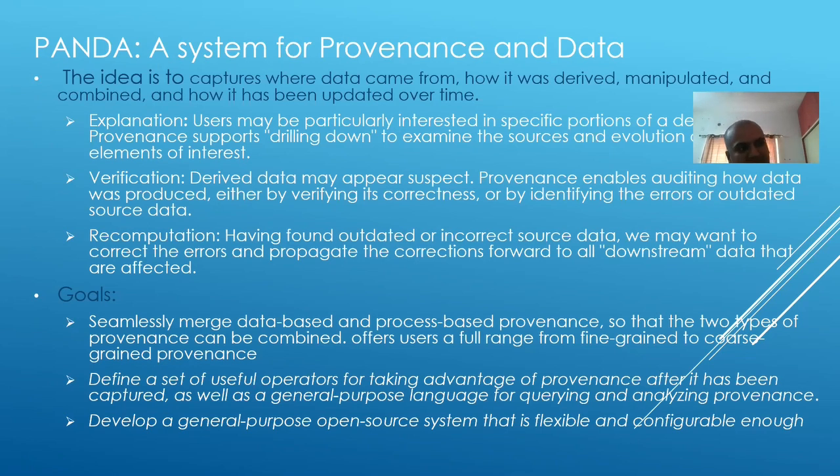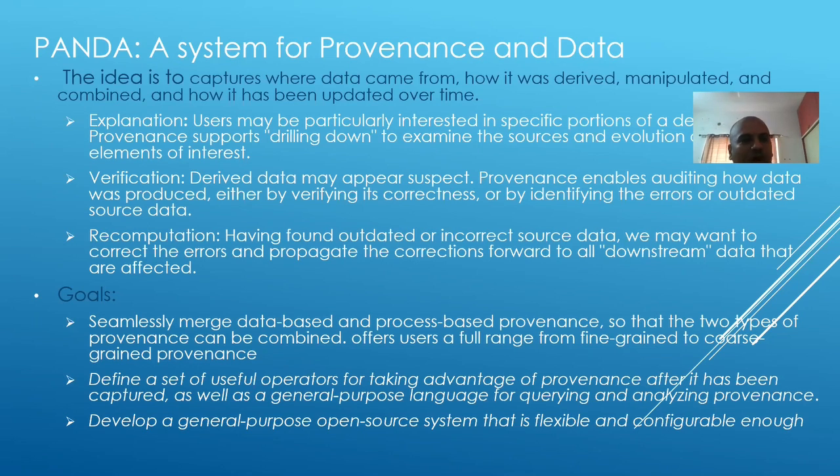Basically, we have processed it, or it might be transferred to some other place, and there it might be modified or updated. So verifying this can also be addressed, and it can be done using this particular tool. Recomputation. Having found an outdated or incorrect source of data, we may want to correct the errors and propagate the correction forward to all the downstream data that might be affected.